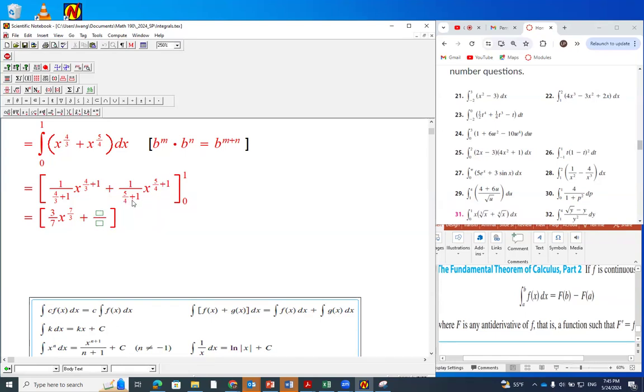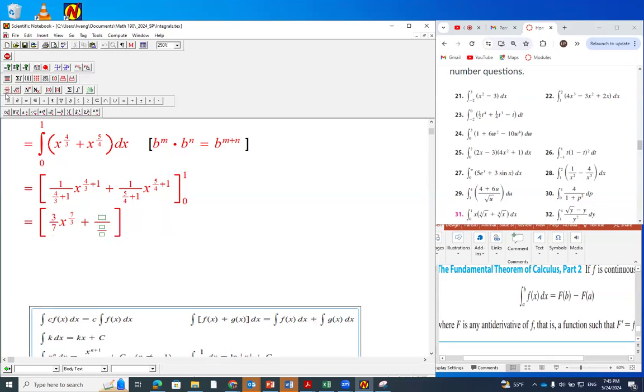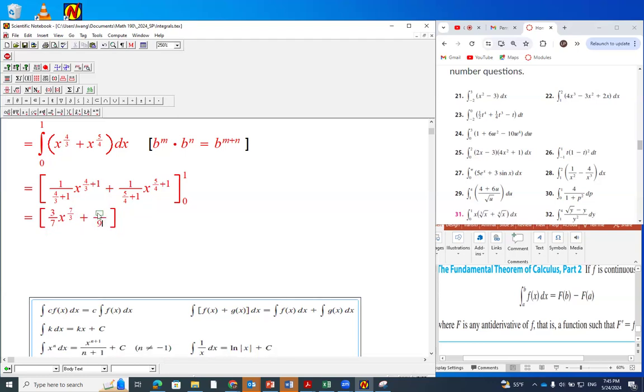And the 5/4 plus 1 is 4/4. So it's going to be 9/4 in the denominator, right? So flip over, we have 9 under 4. So now x raised to the power of 9/4.